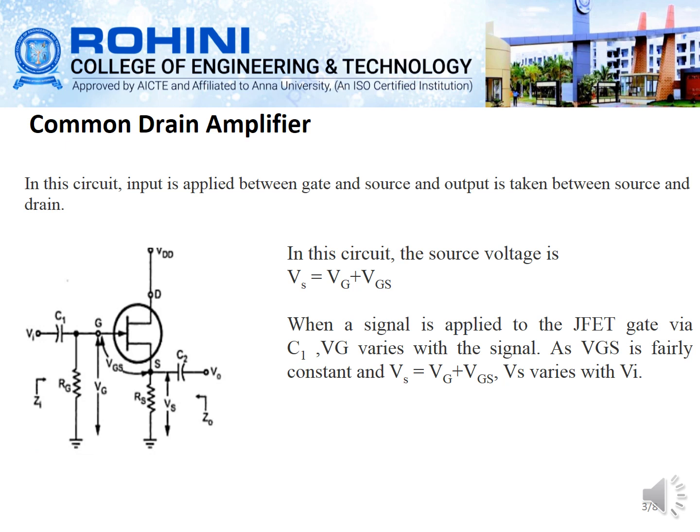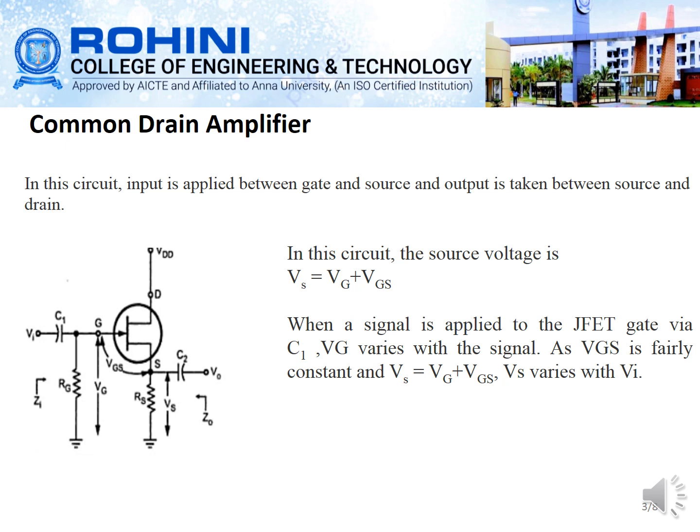There is an input which we are applying between the gate as well as the source, and the output we are taking between the source and the drain. So you can see it in the circuit diagram itself. That is the input side, you can see the gate and the source, and the output side, you can see the source and the drain. Since this one is a common drain amplifier, we are grounding the drain terminal. If the drain is grounded, then the source will be taken as the output. So you can see the output in the source region.